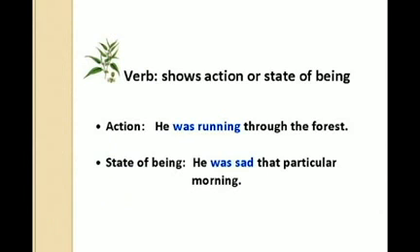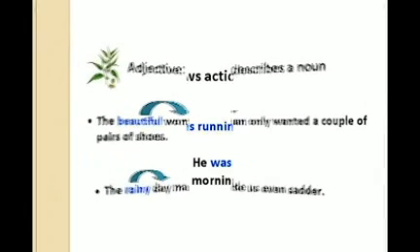A verb is used to show an action or a state of being. In the sentence, he was running through the forest, was running shows the action, and it is a verb. He was sad that particular morning. Here, was sad is the state of being, and it is a verb.